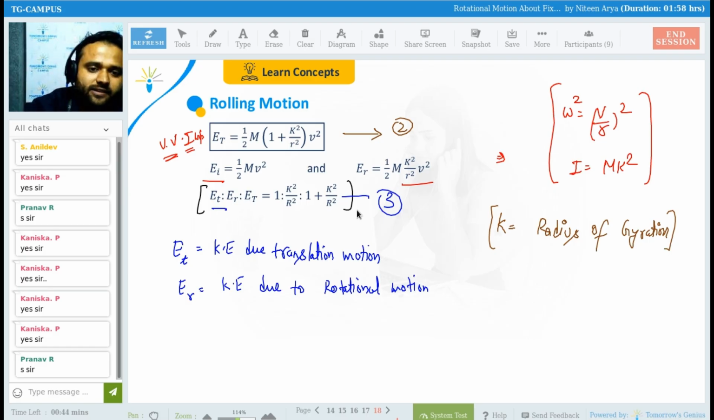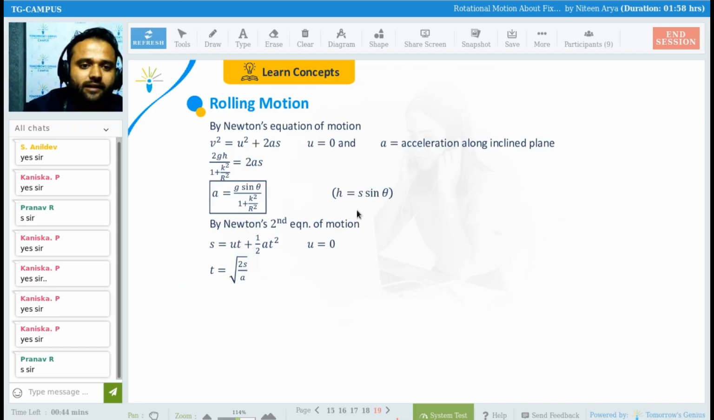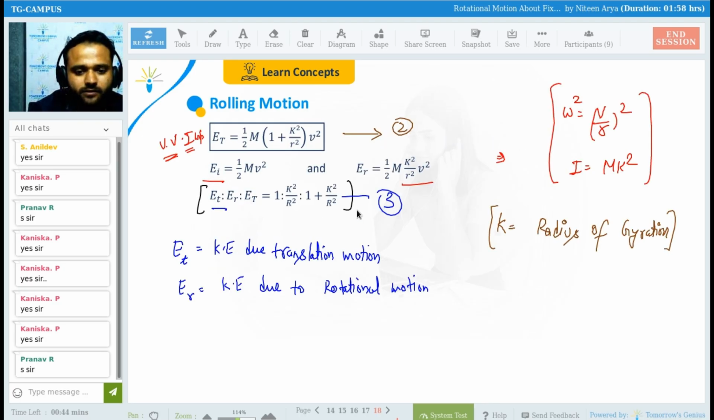Okay, now we are going to take this equation to find something new and to correlate. This is the Newton's equation of motion for this particular rolling motion. Clear? So v² can be converted into 2gh upon (1 + k²/r²). So you don't need to worry about anything.